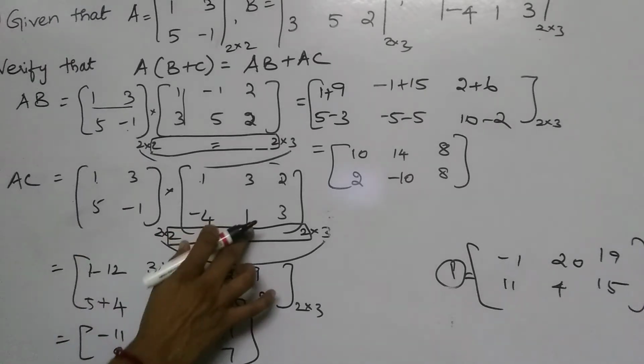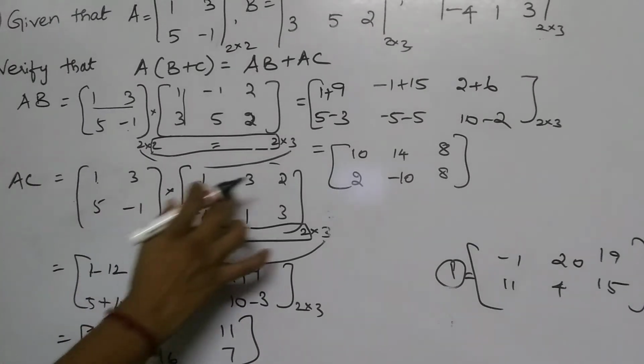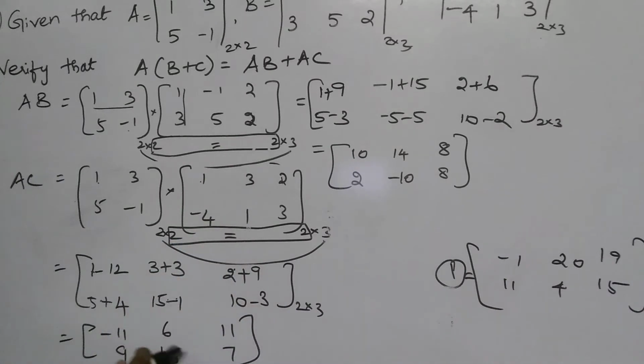This is 15 minus 1, no? Second row, second column, 15 minus 1, right? 14.